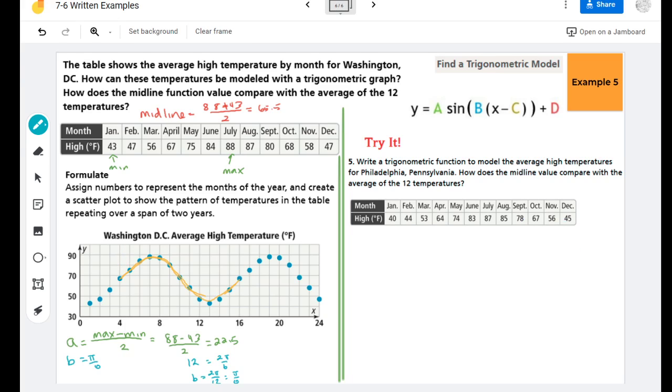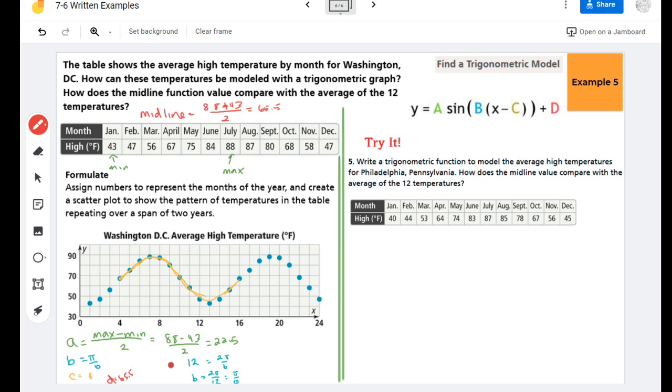Now my C value is our phase shift, remember? So it's how much to the left or right this graph has moved. And so if I look, this iteration of the sine curve that I kind of found within it is at 4. So my C is about 4. And then my D is how much this graph has been moved up or down. My D is that midline. Okay, so 65.5 for my midline.